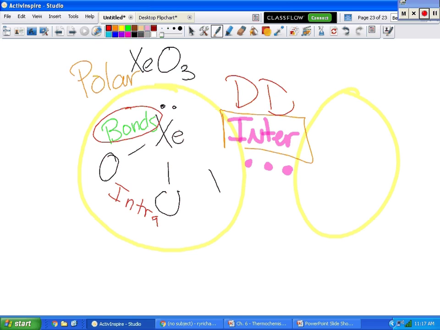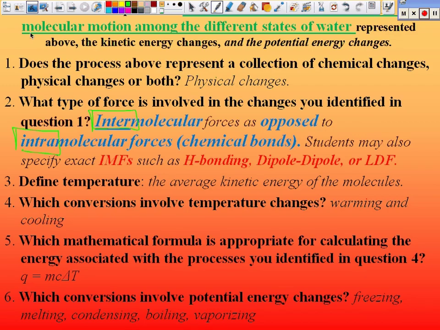All right. Define the temperature. The average kinetic energy. So average, AVG period KE. Average kinetic energy. Which conversions involve temperature changes? All changes. I know, but all conversions involve temperature changes. Okay. Which mathematical formula for calculating the energy associated with the process you identified in question 4? What formula is that? Q equals mCp delta T. That specific heat formula. Okay.